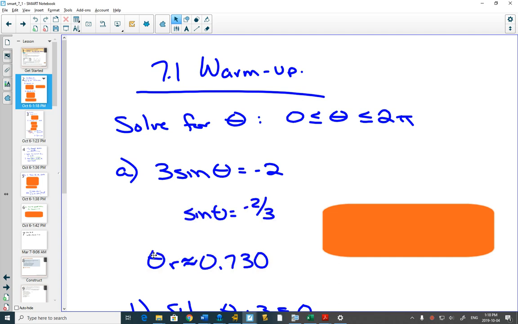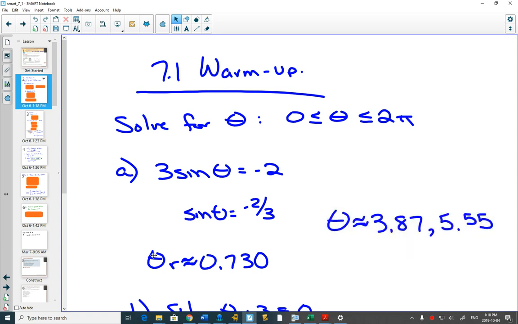Were you able to get sine theta by itself to be negative 2/3? That would give you a reference angle of 0.73. Remember, when you find your reference angle, it would be sine inverse of positive 2/3. And so your answers would be in quadrants 3 and quadrant 4.